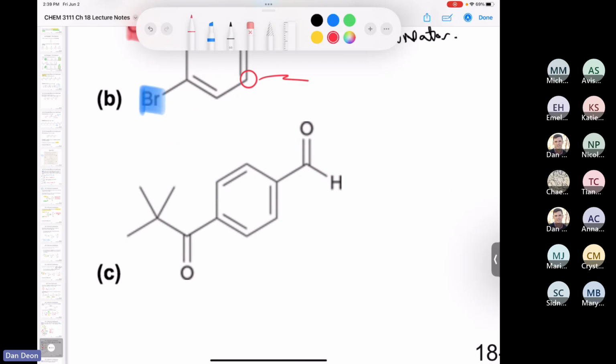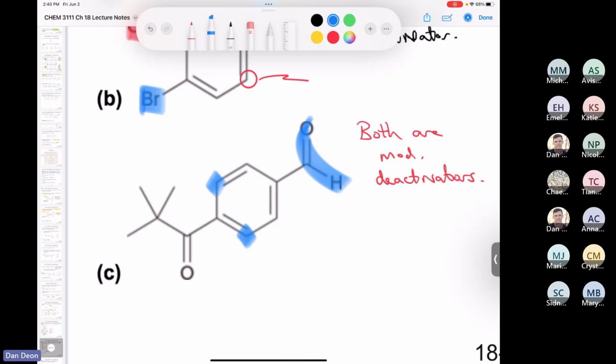You've got 2 deactivators, right? These are 2 moderate deactivators. We'll put here both are moderate deactivators. All right. So that means that this group, this aldehyde, is going to direct to the meta position. And this guy is also going to direct to the meta position. So which position do you think substitution would occur at?